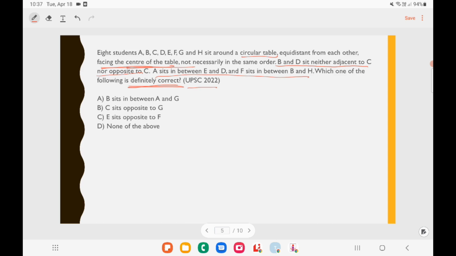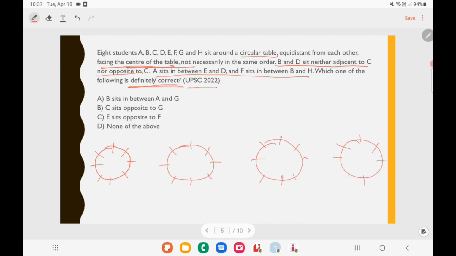Okay, so here I am drawing 4 possibilities. So if you get a question on circular table, try to draw 4 possibilities. So I am drawing 4 possibilities. 1, 2, 3 and 4, and there are 8 students, so just draw 8 position, equidistant position. Okay, so I am drawing 8 equidistant positions like this. Okay, now take the first statement here.